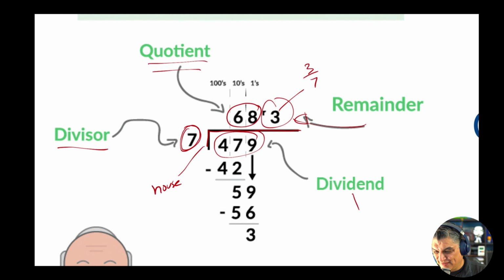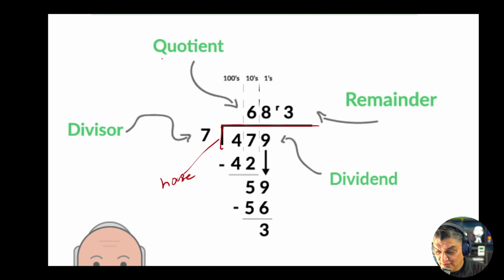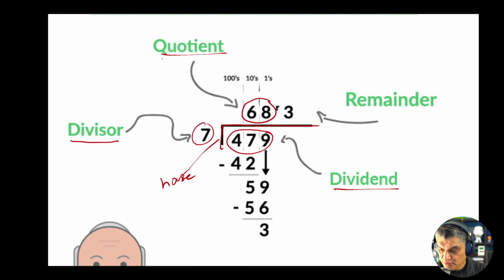Okay, so we have, again, what you call the house. Remember that back in 4th grade? Something's inside the house, something's outside the house. What's outside the house is my divisor, what I'm dividing by. What's inside the house is my dividend, what I'm dividing. The result is the quotient. Whenever you divide something, the result is your quotient. And then sometimes we have a remainder, and we can put an R3.